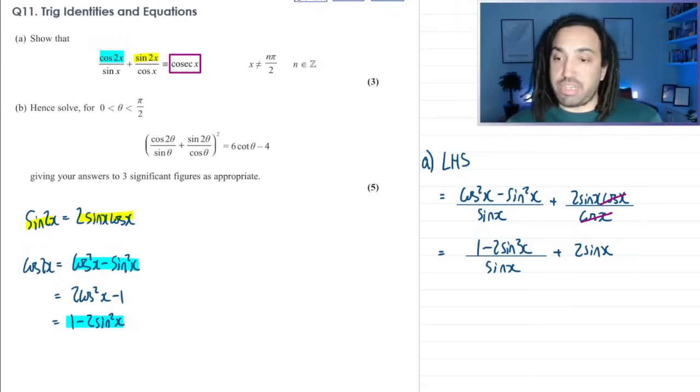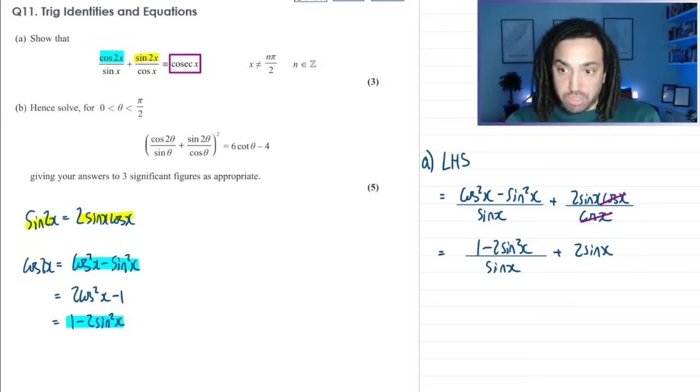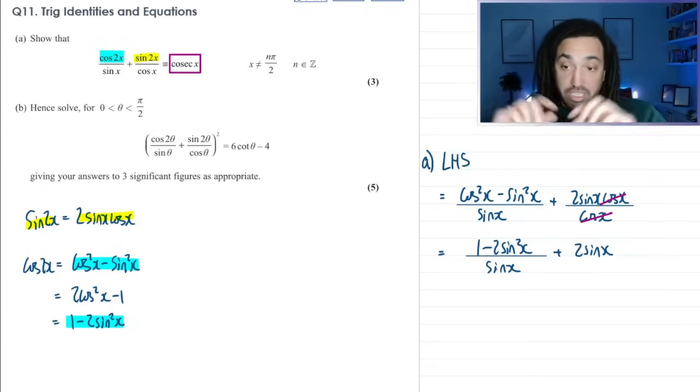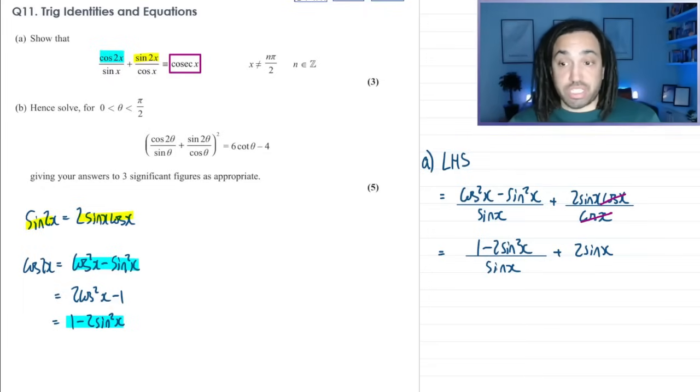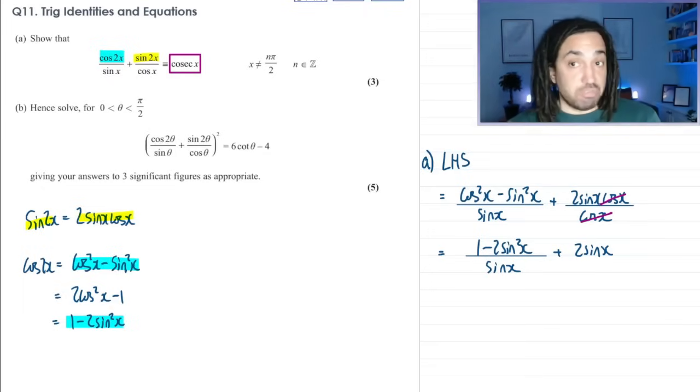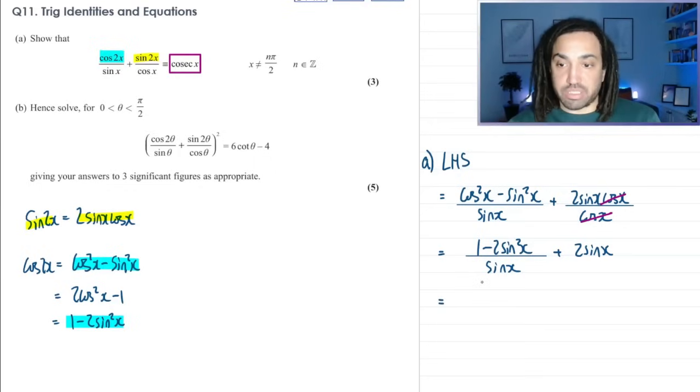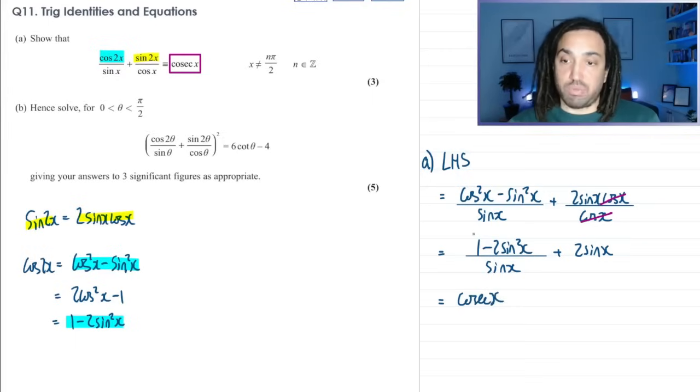Okay, now because we've got a single denominator, the numerator has two parts to it. We can split the numerator up. Of course, you can't split up denominators, but you can numerators. So this becomes 1 over sine, which is cosec x. So 1 divided by sine is cosec. Then it's 2 minus 2 sine squared over sine, which is minus just 2 sine.